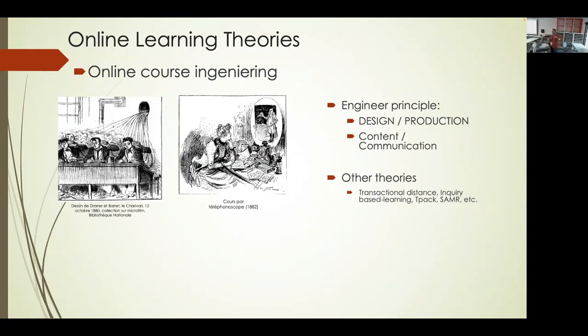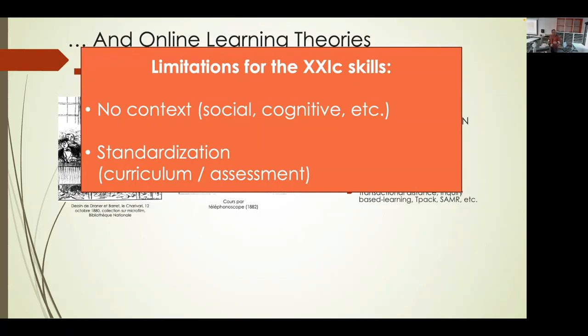So you have the most famous Open University, Athabasca, TELUC in Canada. And they have all the same principle. If you look at the theory, I won't go deep into it, but the transactional distance is the same. They separate communication and content, inquiry-based learning also, TPACK, everybody in all the theory, they separate. Which is a problem, we have limitation for our skills, the 4IR skills or 21st century skills. They don't consider the context of learning. And this is all about standardization. So there is only one curriculum, one way to assess the students, and this is always the same.